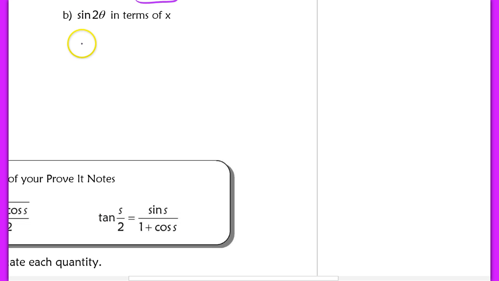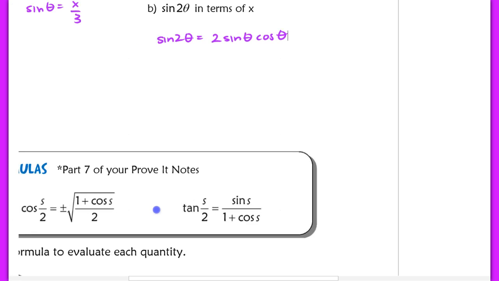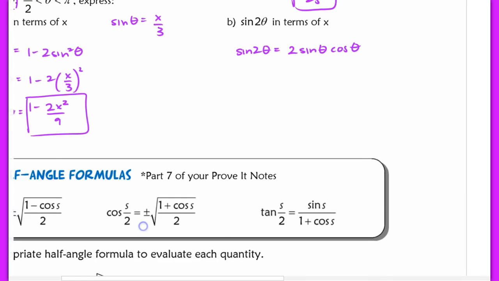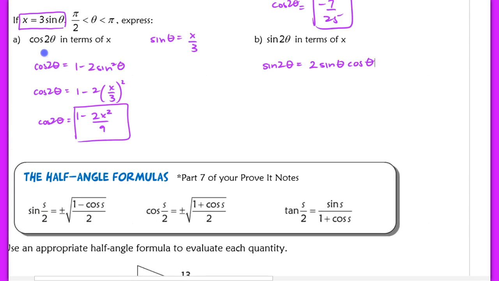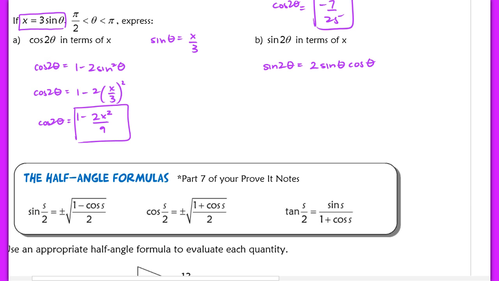Okay, in part B, we're going to express sine of 2 theta. So we're going to take that, use our double angle formula. We know that's 2 times the sine of theta times the cosine of theta. So this one I think is a little bit trickier than part A here because we need to be able to express just the cosine of theta, and we're not given this in terms of cosine theta. So I'm going to make the substitution right away though for sine theta. I know that that's x over 3.